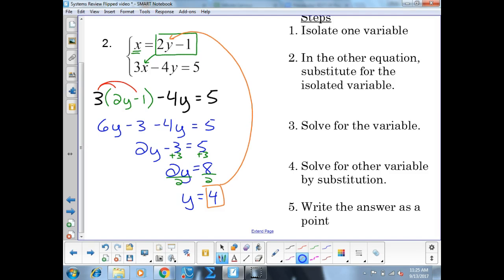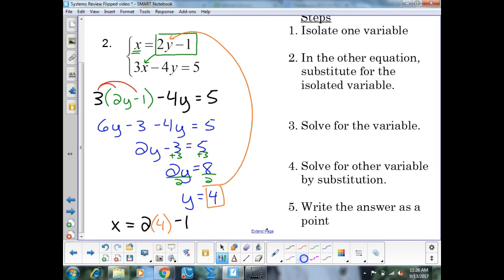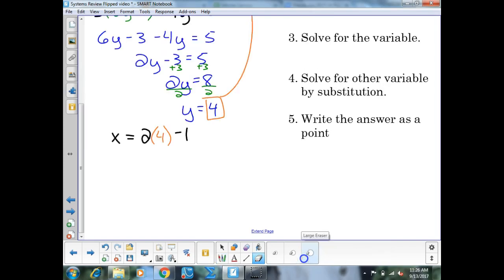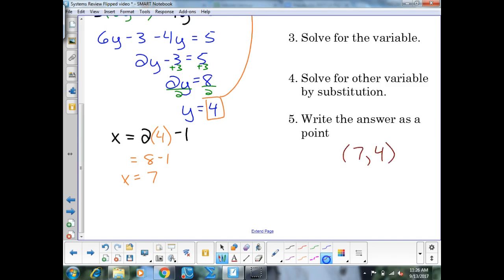So if I went x here is equal to 2 times 4 minus 1. Oops, missed it. There it is. Okay. 2 times 4 is 8. 8 minus 1 is 7, so x here is equal to 7. So my answer then is going to be the point 7, comma 4.